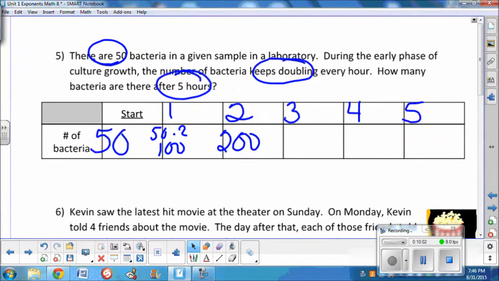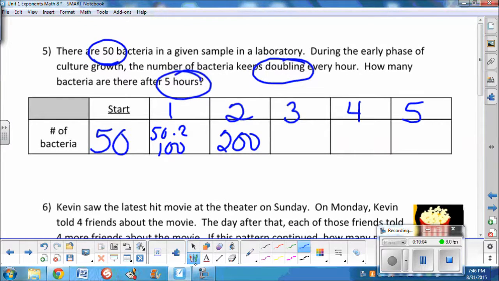Times 2 again. 400. Start to see the pattern, times 2 again, because we're doubling every hour. 800. Now this is growth of bacteria. That's, I don't know, in my mind, that's kind of gross. 1600. So let's talk about what this means.